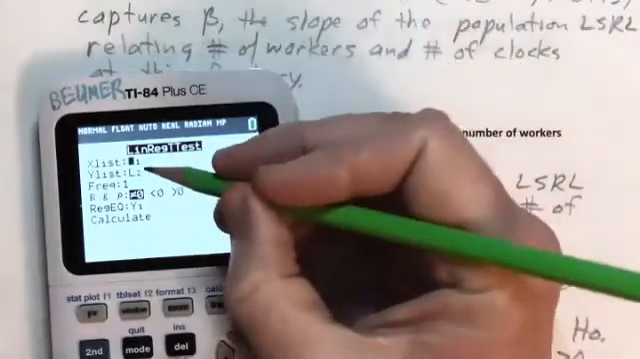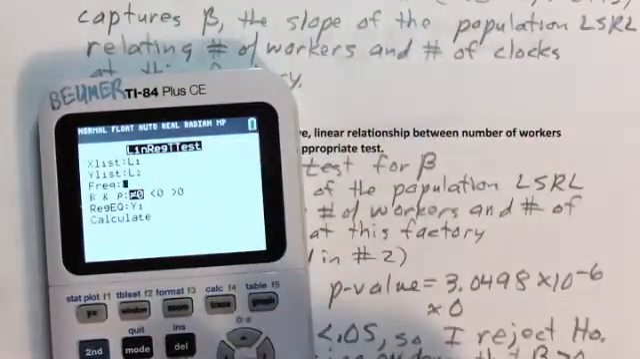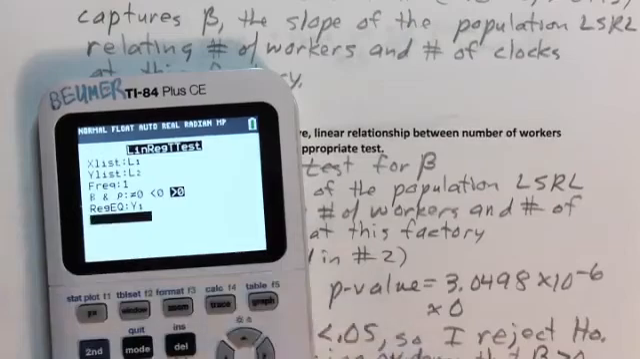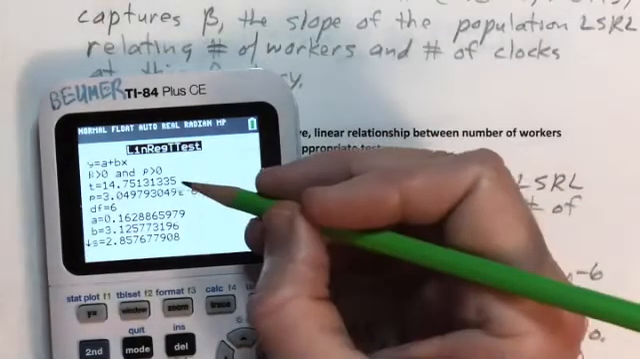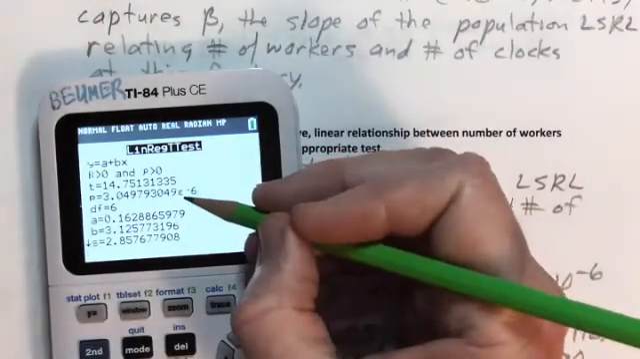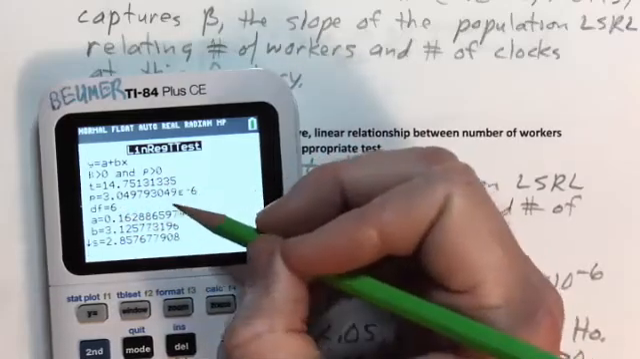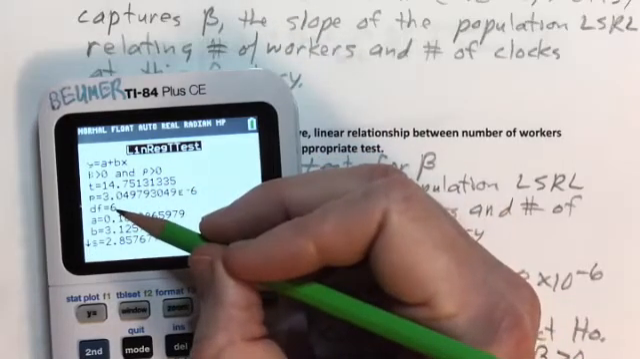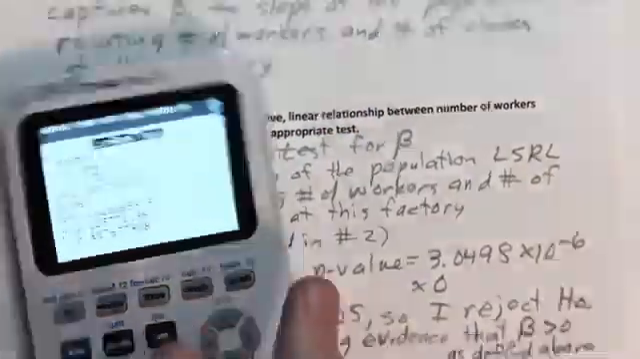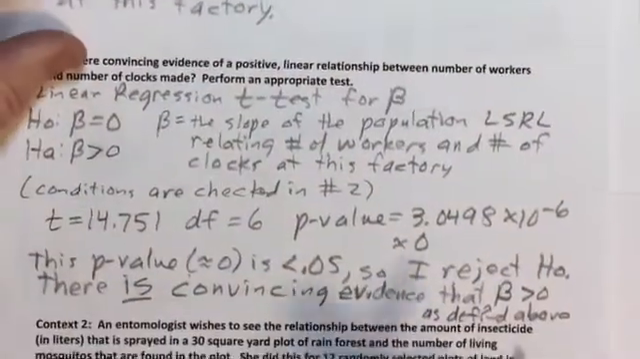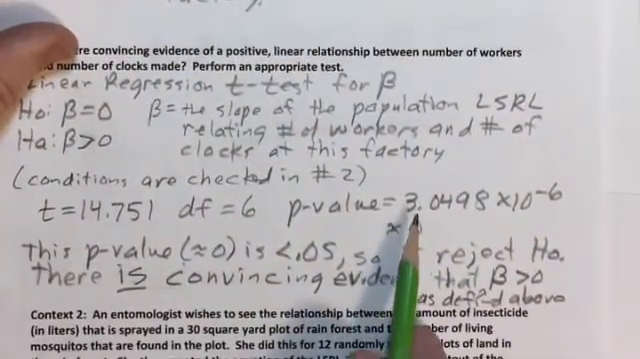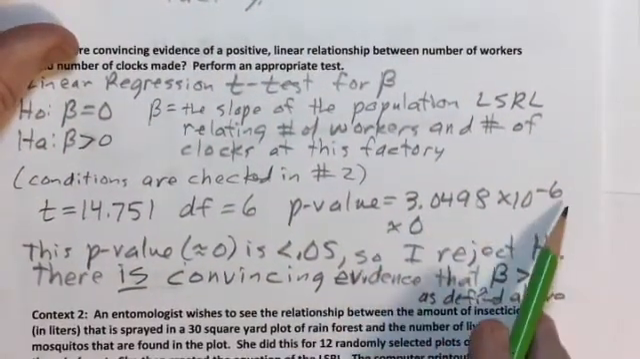And so list 1 and list 2, frequency is 1. The alternative is greater than, store regression equation in Y1. And there it is. There's our t test statistic and our p-value, which is a very dramatic one. Our p-value is almost 0. Degrees of freedom is the sample size minus 2. Okay. And so this p-value, which is almost 0, is 3.05 times 10 to the negative 6th.